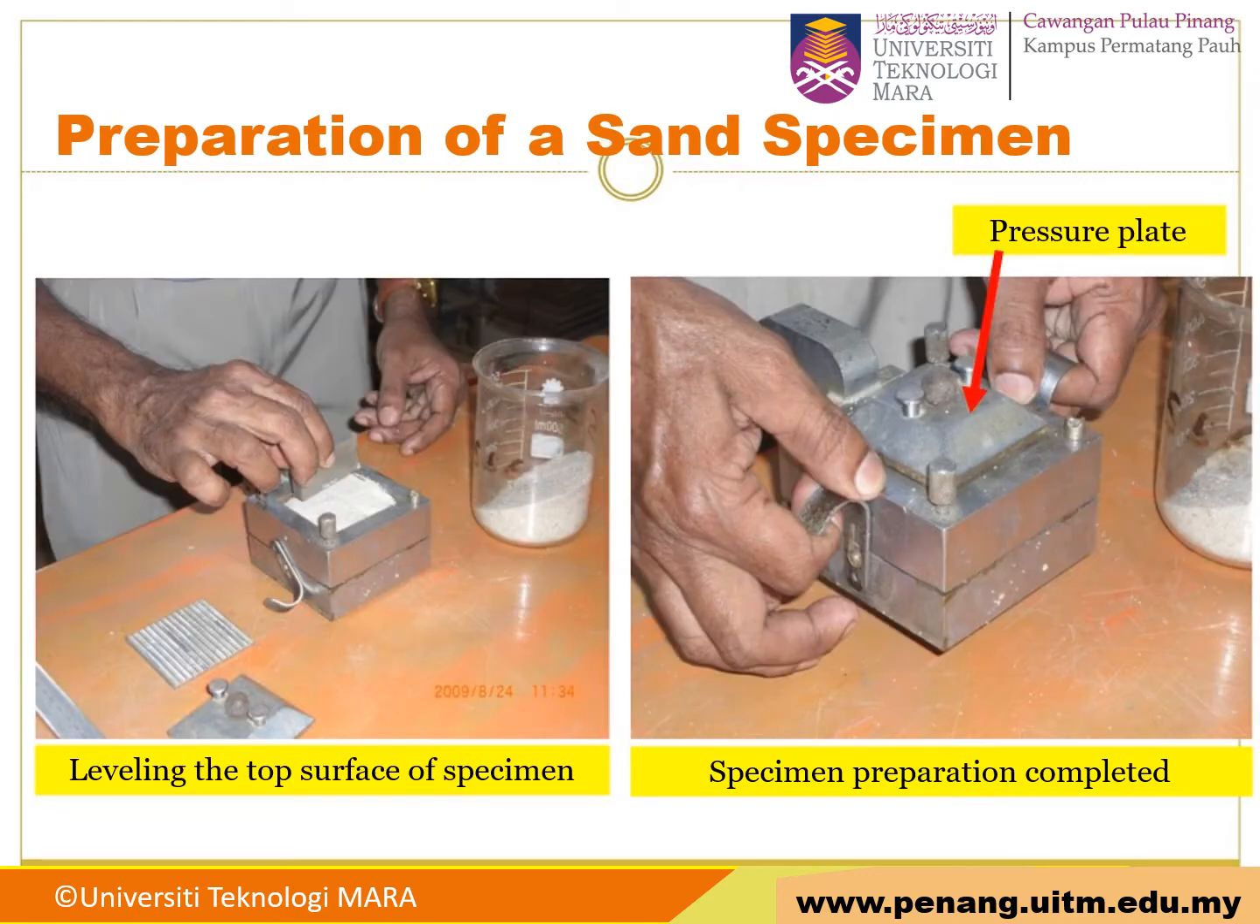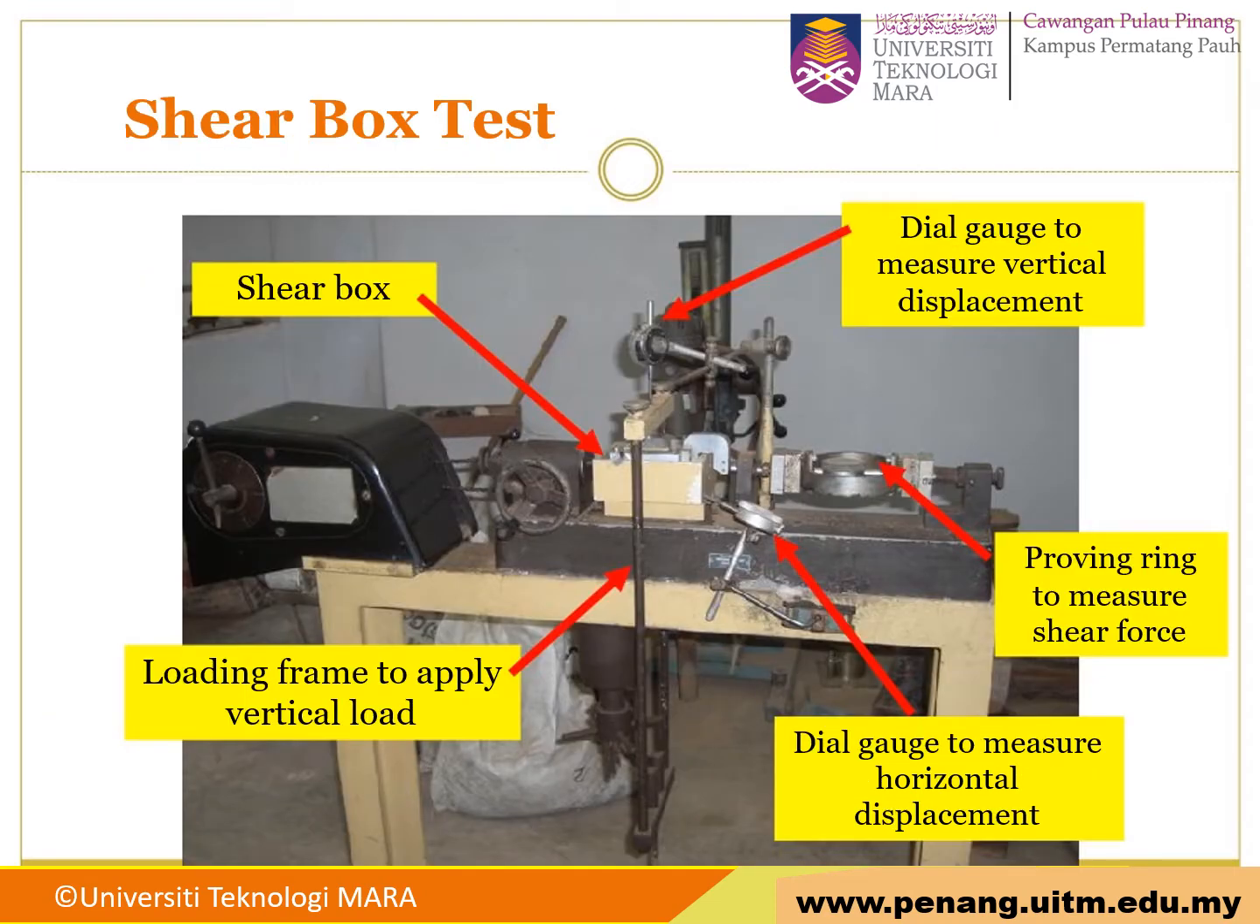So firstly we put in a sample, and then we level the top surface of the specimen, and after that we place the pressure plate at the top of the specimen. So the specimen preparation is completed. Then we place the specimen here. This is the shear box.